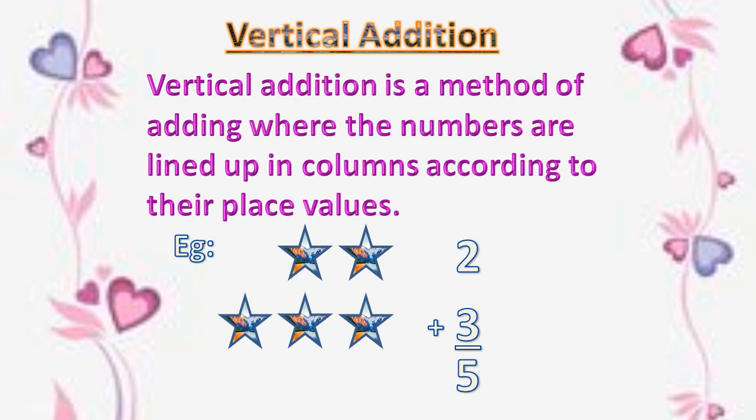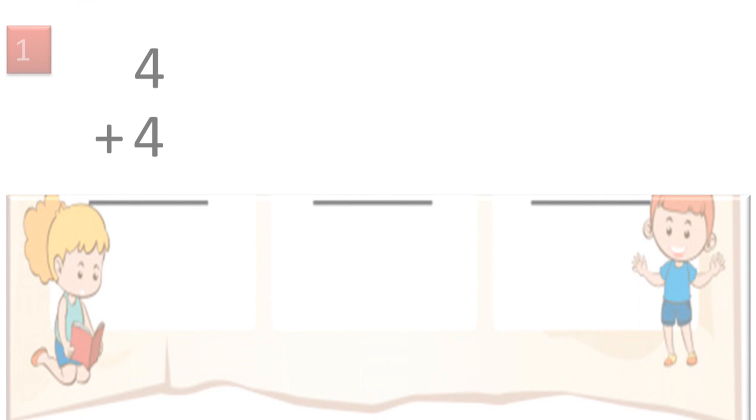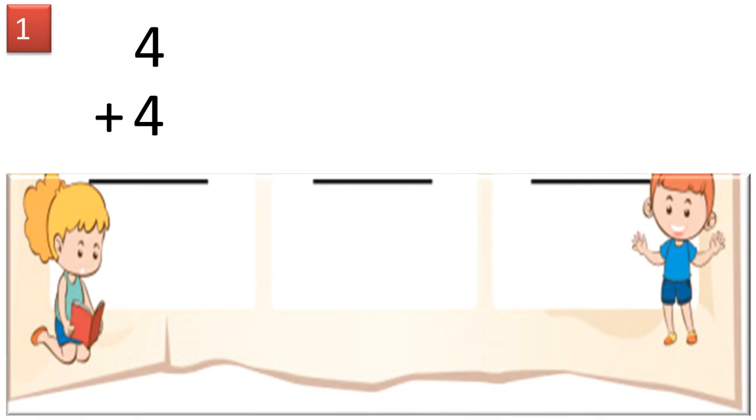In this method, we arrange numbers in standing line order. You just keep in mind, in this method, we arrange numbers in standing line order. See more examples for vertical addition. First question is 4 plus 4.